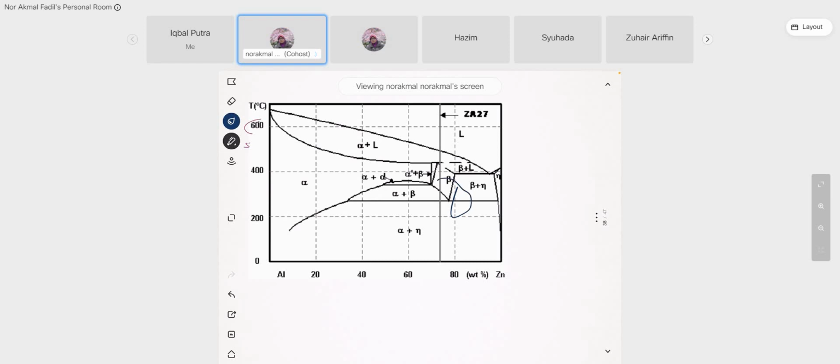Over here, just explain, for example, this: what is the composition? Percentage of zinc and percentage of aluminum. And then what is the temperature? And then what is the reaction? The reaction is you write the equation, which is beta reversible reaction alpha plus eta. Something like that. And then what else?